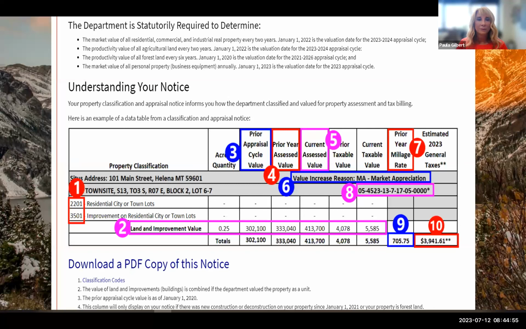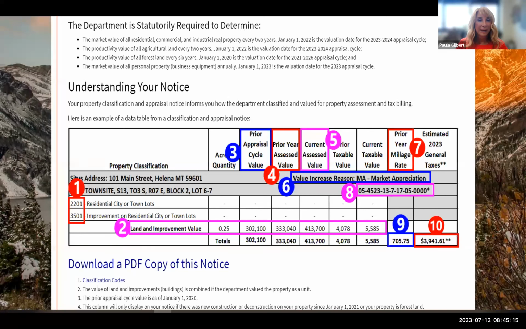Row number 2 is giving you all of the totals. So let's walk through each one of those columns. The first column is the size of your property. So in this example, this lot is 0.25 of an acre, a quarter of an acre.